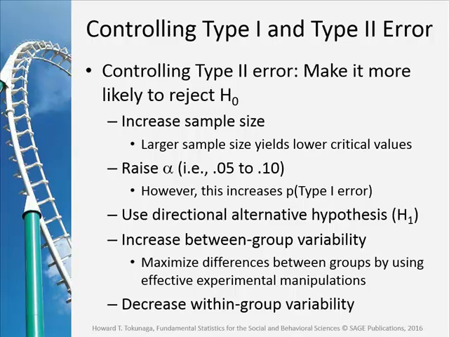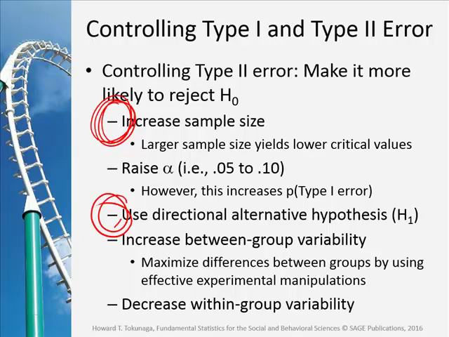Decrease with in-group variability. It's the opposite, the idea of looking at more of the same. These are really the two at this stage you guys should focus on: the idea of increasing your sample size, or, secondly, looking at directional alternative hypotheses.